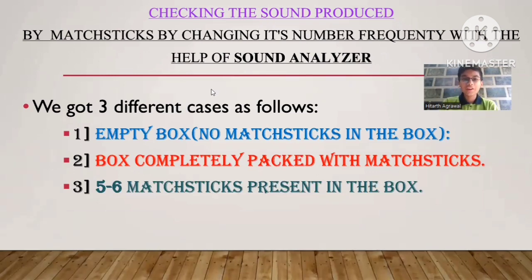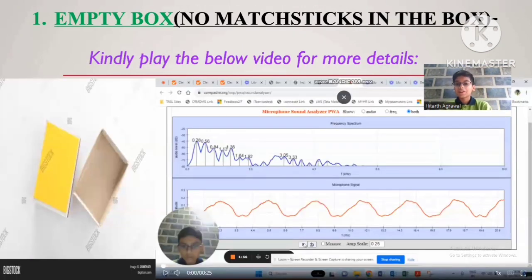After checking that, we got three different cases as follows. Empty box, no matchsticks in the box. That means only air is present in the box, no matchsticks is present in the box. Second case, box completely packed with matchsticks. That means no air is present in it, only matchsticks are present. And the third case, 5 to 6 matchsticks present in the box. So one by one we will be checking the cases. So for better understanding, I will be playing the below video.